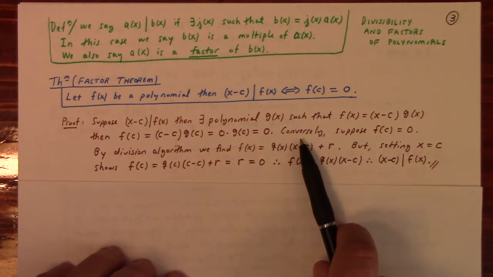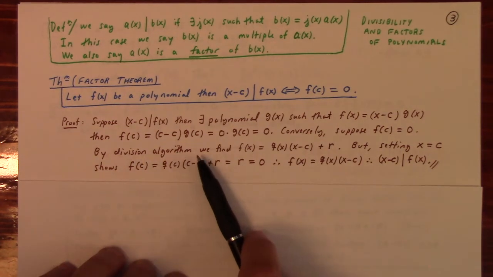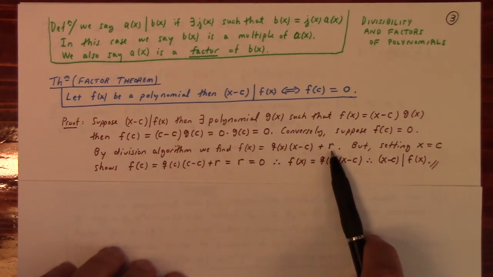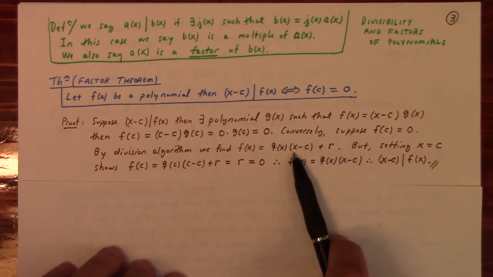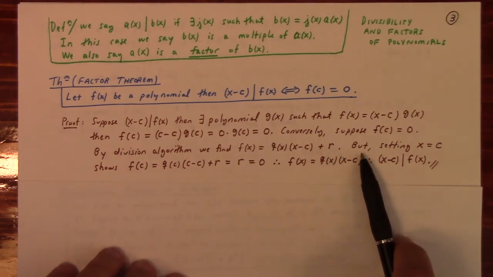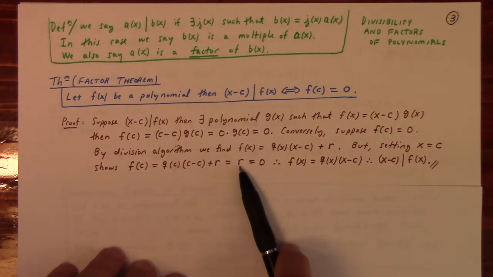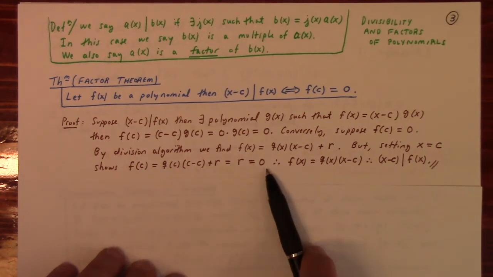The reverse direction, conversely: suppose f of c is 0. Then by the division algorithm there exists a quotient and a remainder. But the remainder has to be a constant, since the dividing polynomial is first order. It's a constant, it could be 0. Setting x equal to c, we get f of c is q of c times c minus c plus r, which is just r, but that's by assumption 0 here.